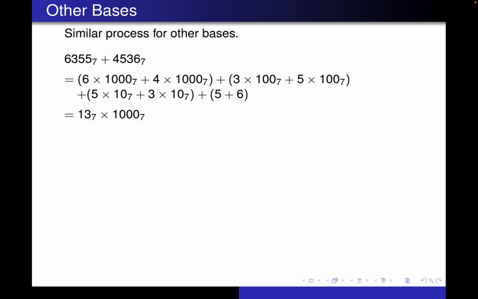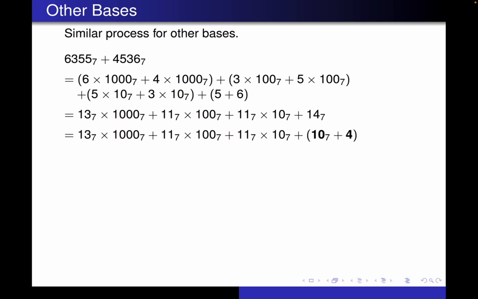So once again, we can combine those. Now when we combine the 6 thousands plus the 4 thousands, remember, we're in base 7. So instead of thinking of that as 10, we're going to think of that as 13. When we combine the 3 hundreds and the 5 hundreds, that's going to give us 8 hundreds, but in base 7, that is 11. And similarly, we have 11 tens. And then when we do 5 plus 6, that's 11, but that is 14 in base 7. And now we go ahead and trade up. We turn that 14 into 10 plus 4, 10 base 7 plus 4.